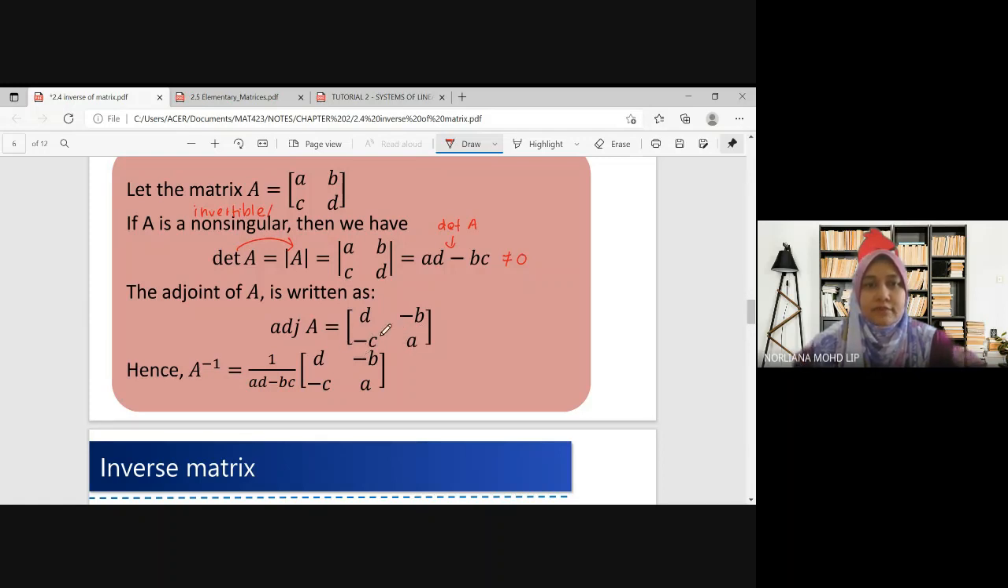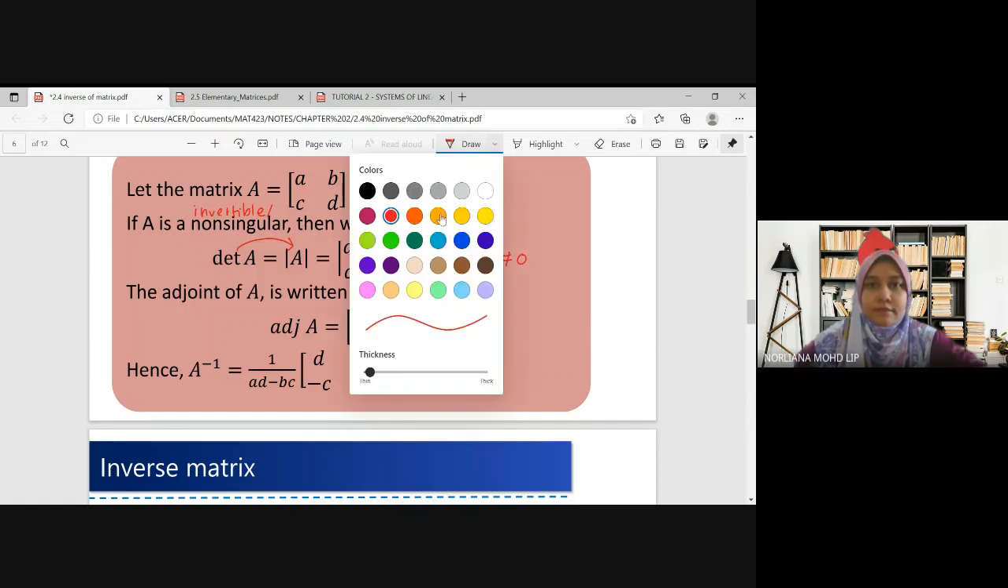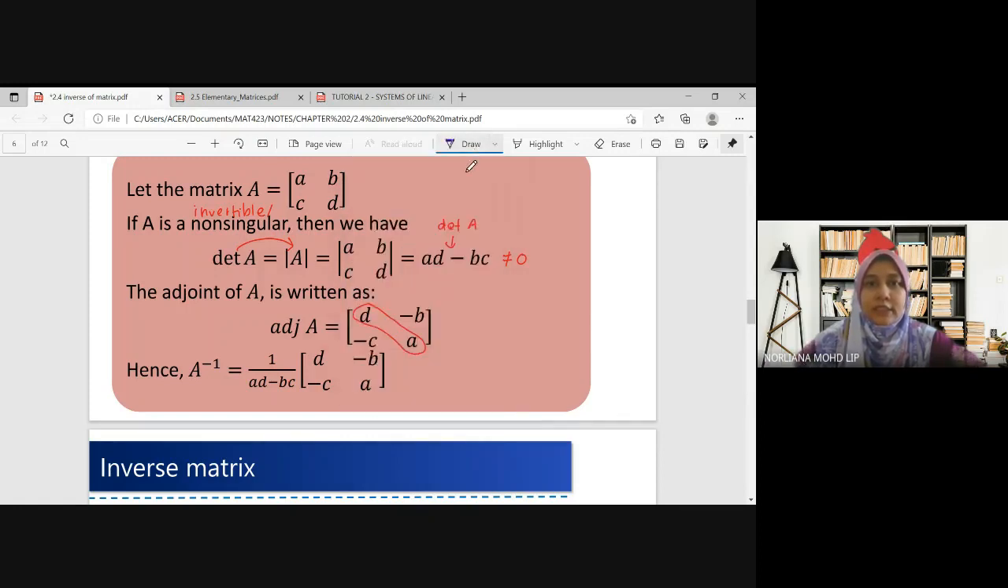Kat sini, dia terbalik lah. AD kan. We interchange D with A, A with D kat sini. And then we put negative B and negative C kat sini. Ni kalau nak ingat cara dia lah. Untuk B and C we put negative sign. For element A and D we interchange.